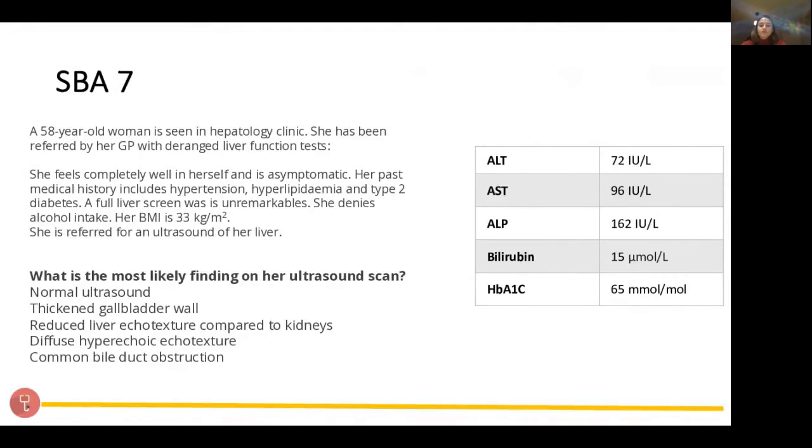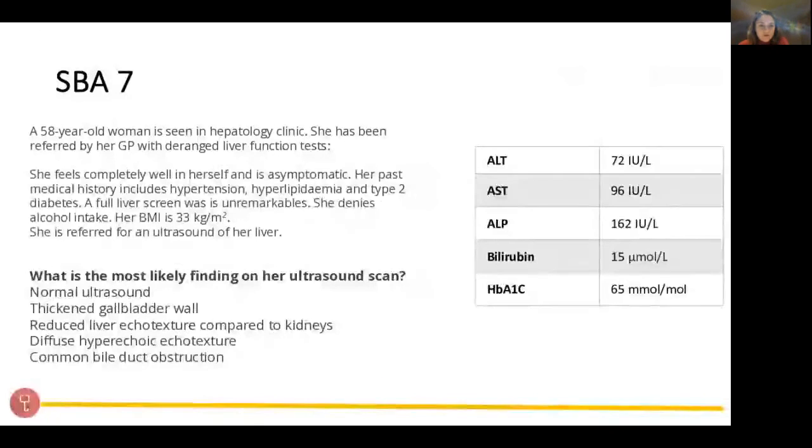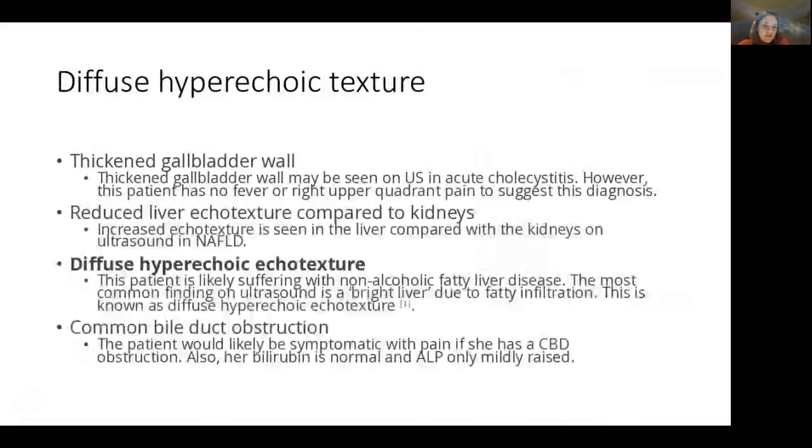Okay, well done. The majority of you have got that absolutely right. So the correct answer is D, diffuse hyperechoic echotexture. So this is an explanation as to why that's the correct answer. In the question, we've got a few points that point us towards the diagnosis. This is a lady with high BMI, hyperlipidemia, type 2 diabetes, who doesn't drink alcohol. So we think, okay, the most likely diagnosis is non-alcoholic fatty liver disease. And the characteristic finding in this pathology is the diffuse hyperechoic echotexture.